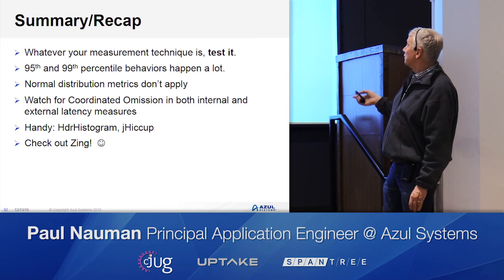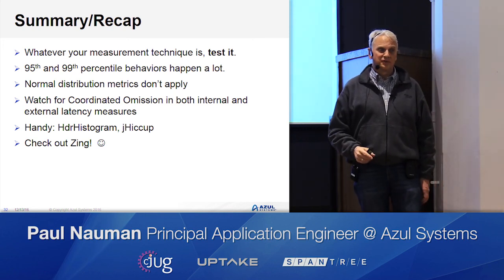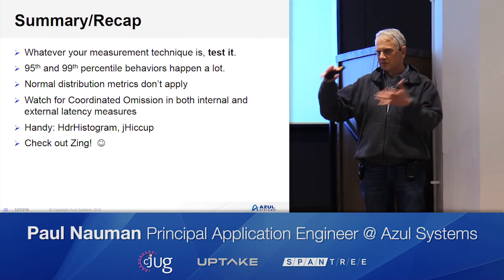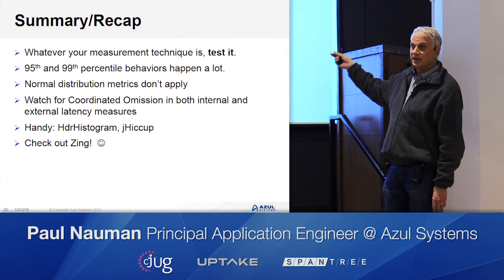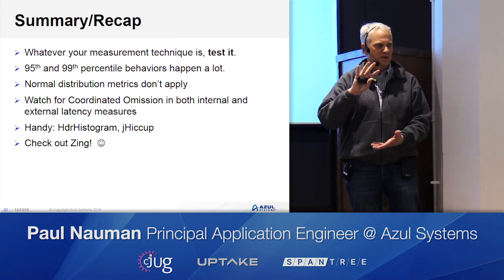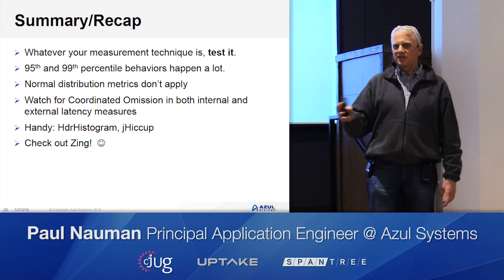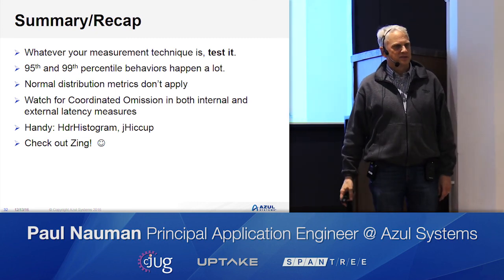So, 95th and 99th percentiles happen much more frequently than we think they do. We talked about the way they cumulatively add up to each other. Coordinated omission is easy to miss as you're coding and creating measurement systems, so watch for that.